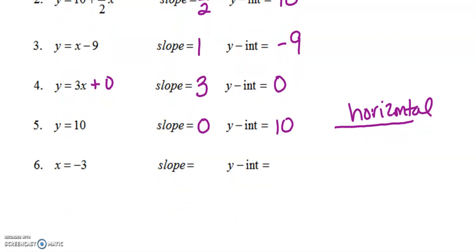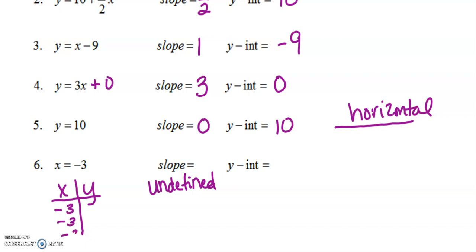Now number 6 is a little different. Obviously it doesn't say y equals mx plus b. So this one I want you to look at and think, okay, the slope is actually undefined, and the y-intercept, there isn't one. If I was to make a table of values, I can make y anything I want, but x has to equal negative 3. If I graph that on an x and y axis, that means I'm always going to the left 3 and up however many I want, or down however many I want. So if I graph a bunch of points at negative 3, 1, negative 3, 2, negative 3, 3, negative 3, 0, I end up with a vertical line.